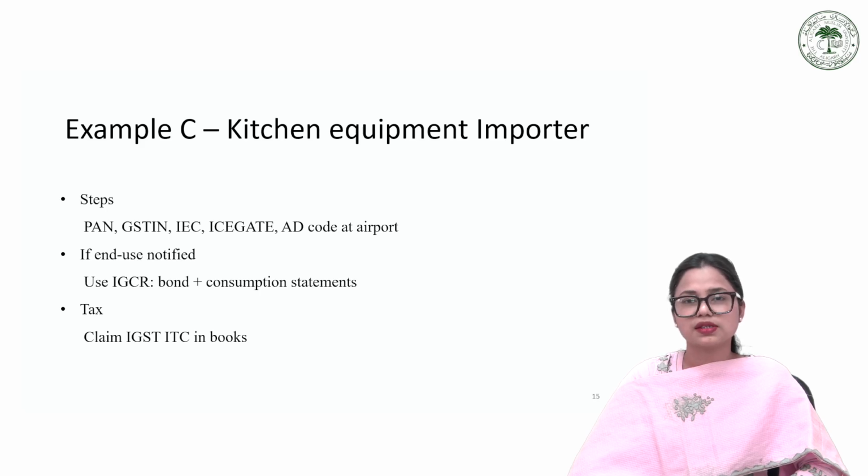The steps would remain the same. Here we can see that the importer is using an airport route, an aircraft to import their shipment. So, the AD code would be required at the airport. In order to claim any IGST, ITC in books, they have to follow the particular registration formalities and also to avail concessional rate duty import under the IGCR 2017 scheme.